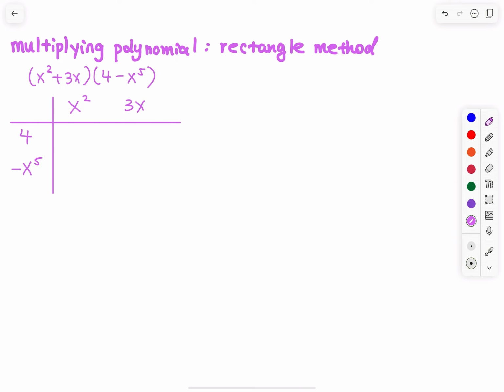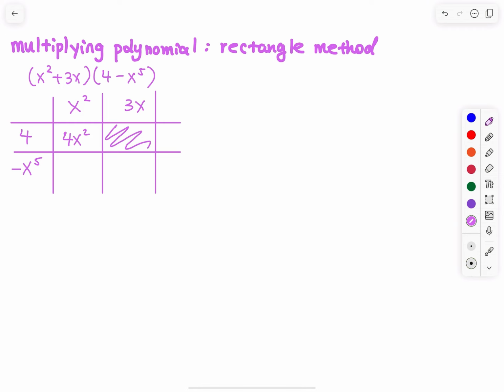With this method, the work is much cleaner. We create a table that looks like a rectangle. Here is what you have to do. What is the area of this rectangle? Suppose this is the length and this is the width. You multiply them. So 4 times x squared, right?